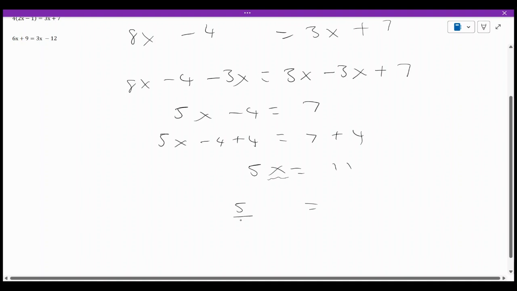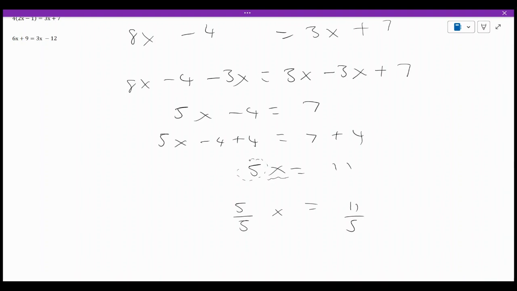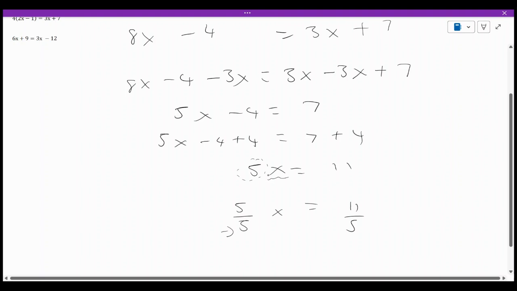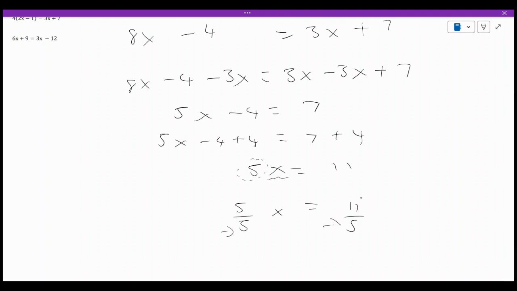Therefore, we're going to say 5 divided by 5 and 11 over 5, right? So, we divided by 5 to get rid of this 5 over here. This is what we did. And what we do on one side, we also do on the other.